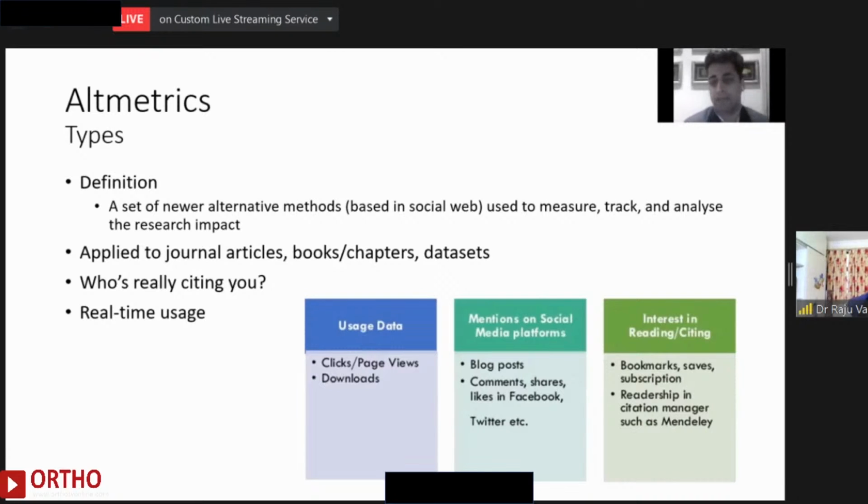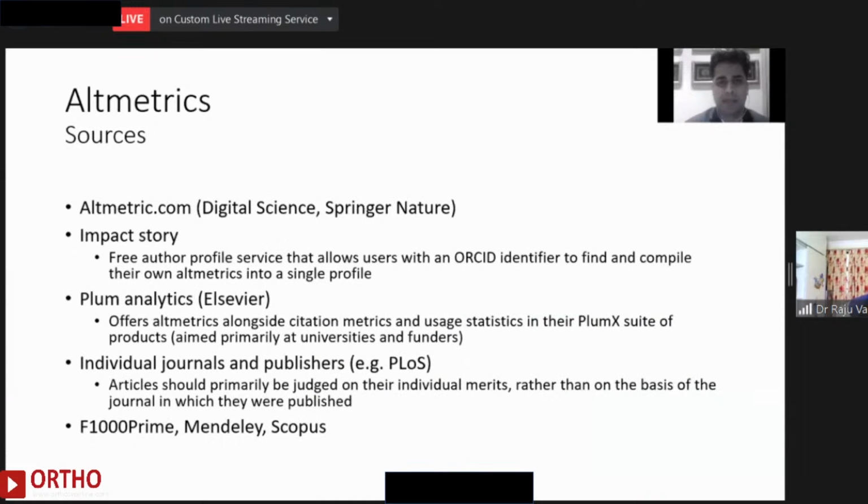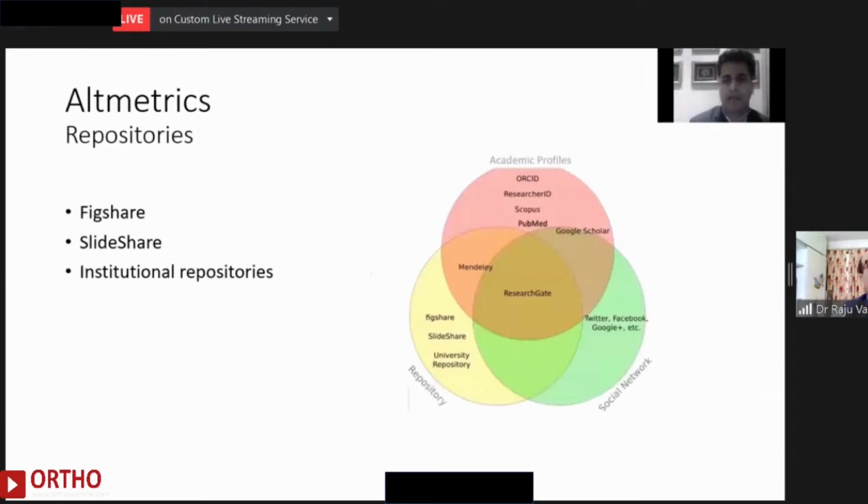Again, it seems very complicated, but there are different platforms that can assess and track this. So you have altmetric.com, which is used by Digital Science and Springer Nature. You also have Impact Story, and you have Plum Analytics by Elsevier. And many individual journals and publishers use these altmetrics, and they calculate them on the basis of how many times the article or the author has been cited or seen or even page viewed or mentioned on Twitter or linked to their web page. So a lot of these altmetrics are now available, and they also use different repositories.